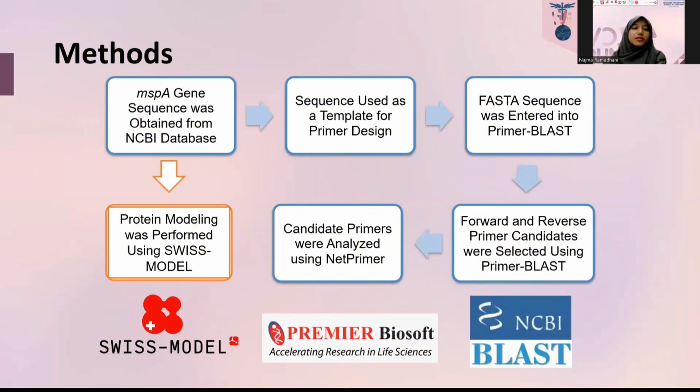Moving to the methods, first, the MSPA gene sequence was obtained from the NCBI database and used as a template for primer design. The FASTA sequence was entered into Primer-BLAST, and then forward and reverse primer candidates were selected using Primer-BLAST. Candidate primers were analyzed using NetPrimer, and protein modeling was performed using Swiss-Model.